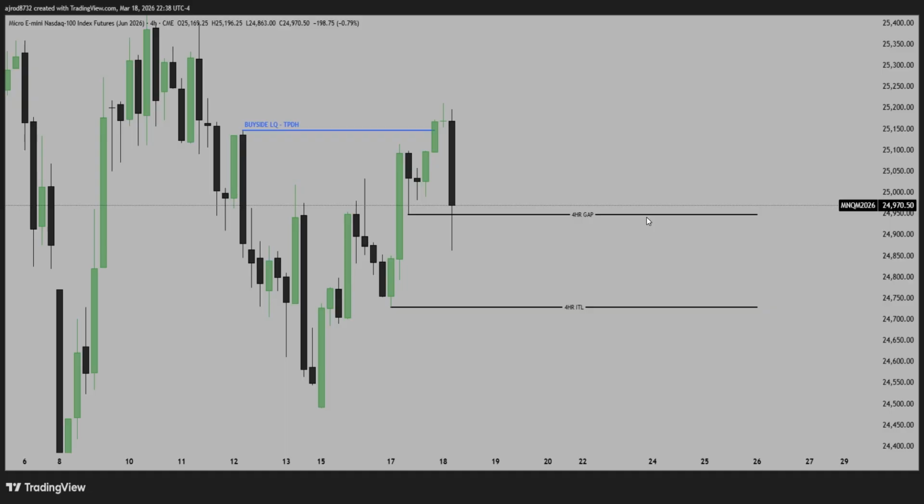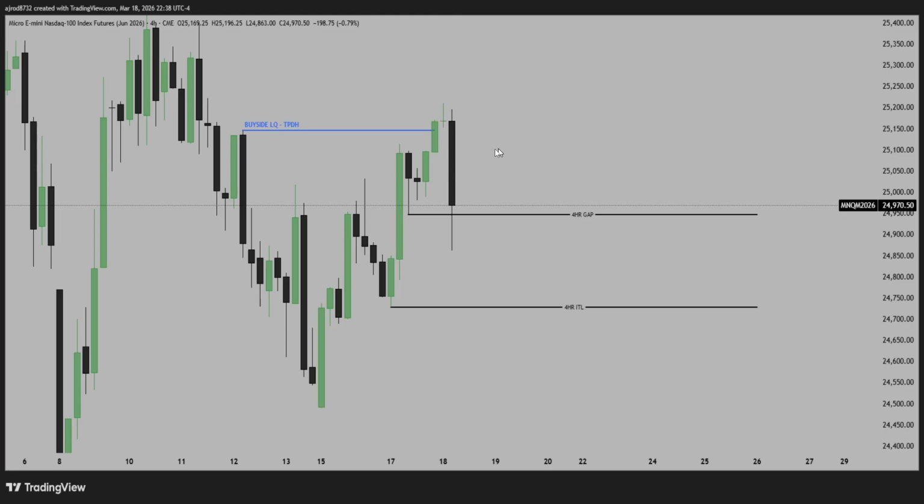4 hour chart. So today my bias was bearish. So we had this buy side sweep of liquidity, which is a previous day high. The reason there's a T is it's Thursday's previous day high from last week. We come up, we sweep it, displacement down into this bullish 4 hour gap.